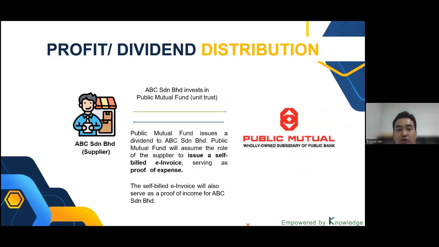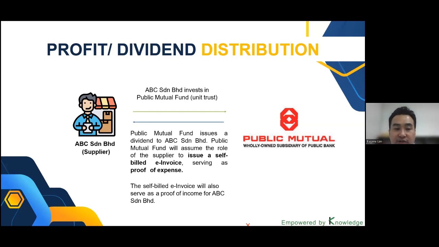For those having profit distributions under the category, when the company pays out dividends on the trust investment, then a public mutual company like yours is required to prepare a self-bill e-invoice to prove the distribution of the dividend or the profits. This is an example. ABC invests in the public mutual funds for the unit trust. So under the public mutual funds, when they declare the dividend, they are required to issue a self-bill e-invoice to prove these expenses. This is what public mutual needs to do.